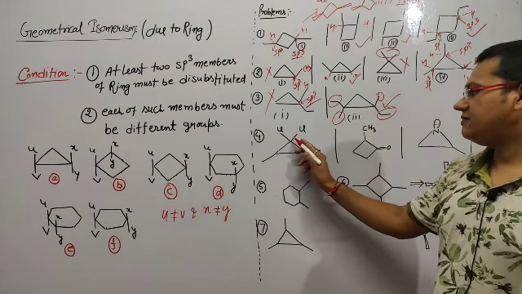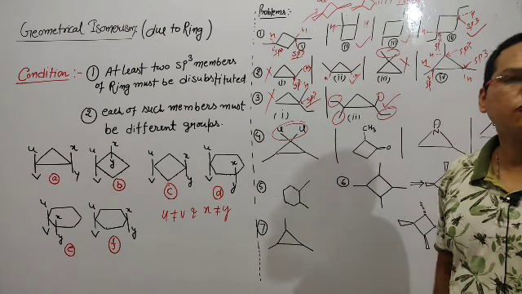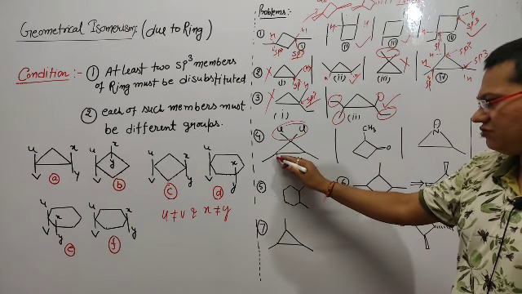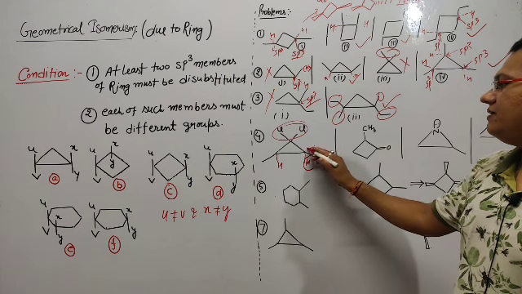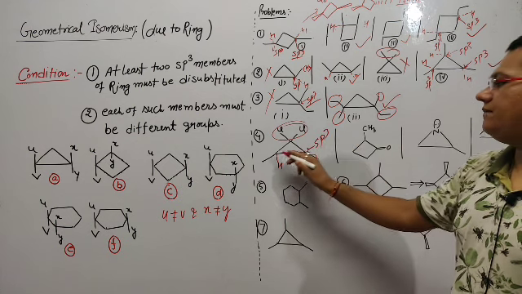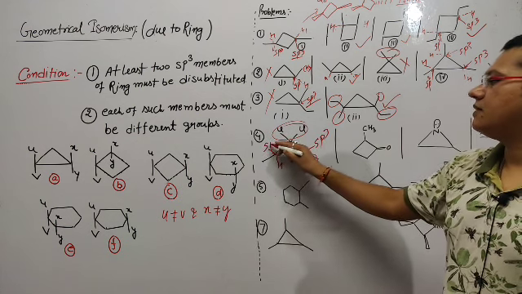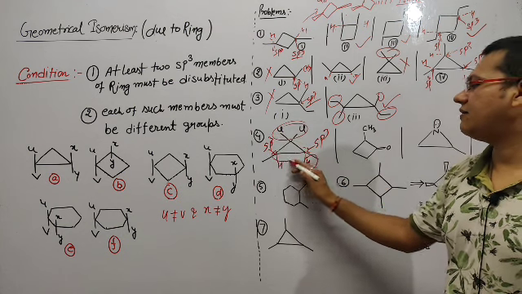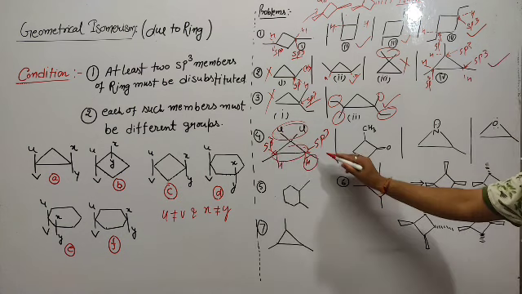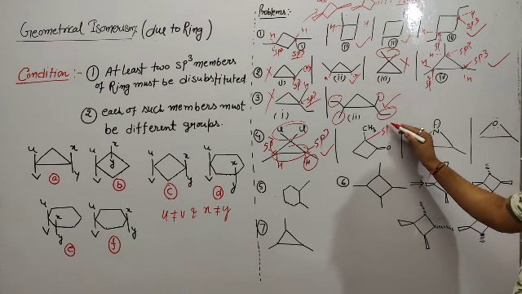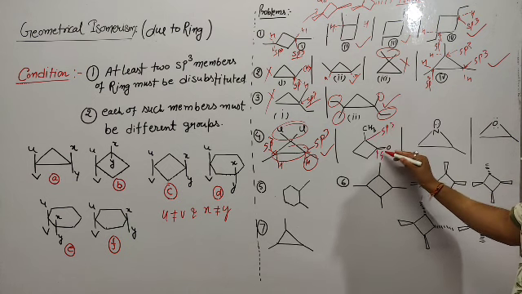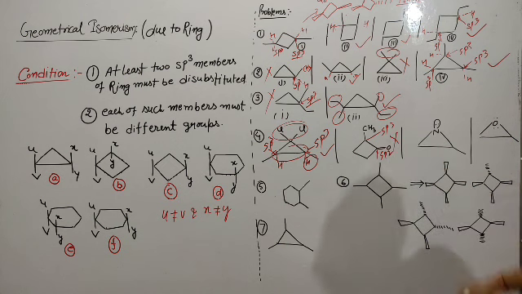Now come here, this is the same, no problem, but in the given molecule, student, both groups are different and minimum 2, so in between this carbon, this molecule shows GI. In this case this is sp3, but student, this is sp2, so the condition is not fulfilled.